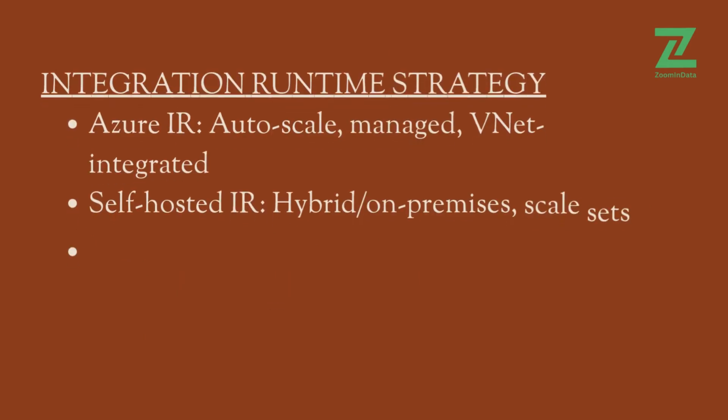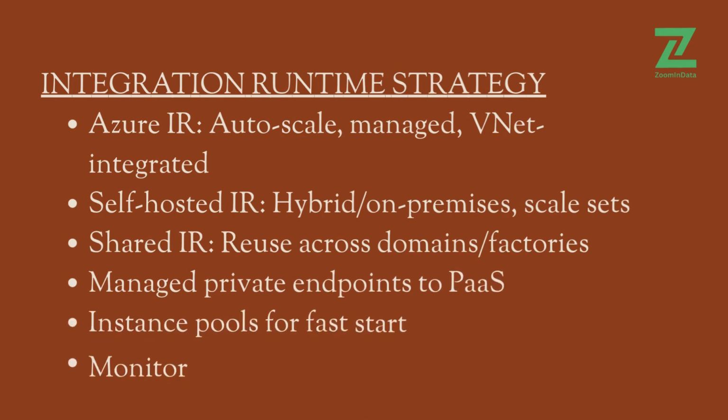Integration runtime strategy is key at scale. Use Azure IR with auto-scaling and VNet integration for most workloads. It's fully managed. Self-hosted IR handles hybrid or on-premises sources, scaled via VM scale sets. Share IRs across domains and factories to reduce provisioning overhead. Use managed private endpoints for secure access. Instance pools pre-warm nodes for faster job startup. Monitor IR health, CPU, memory, and queue length to prevent bottlenecks.